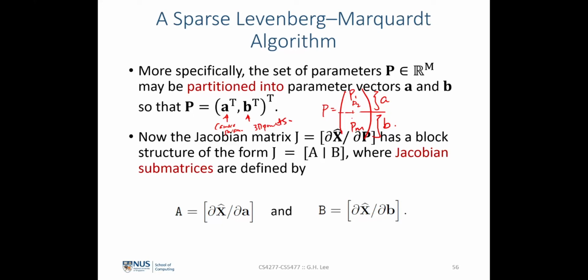And now the Jacobian J, which is defined as del x hat over del p, where x hat here represents the nonlinear function that we want to optimize over, that would be our reprojection function. In the context of bundle adjustment, you would now form a block structure of the form A and B, where A and B here are respectively given by the partial differentiation of x hat, the nonlinear function, with respect to the first partitioned parameter a and the second partitioned parameter b, respectively.